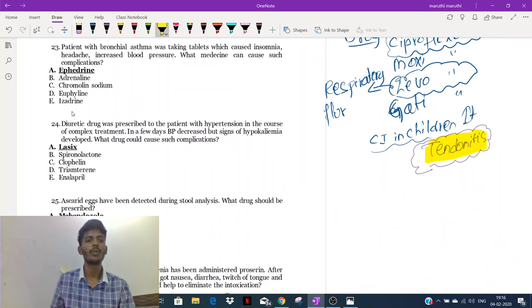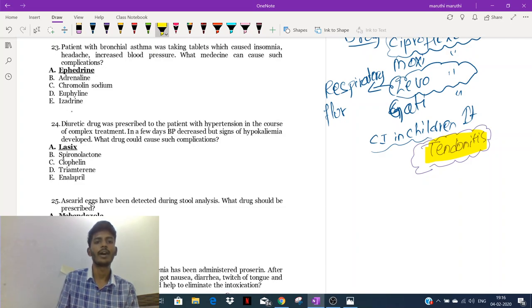Okay, now let's go. A patient with bronchial asthma was taking a tablet which caused insomnia, headache, and increased blood pressure. What medicine can cause these complications? Okay, let's see. A patient with bronchial asthma was taking tablets. Now, adrenaline we don't have in the form of tablets. Cromolyn sodium is a mast cell stabilizer, we already discussed. Now, we have what? Eufilin, esadrine and efid.